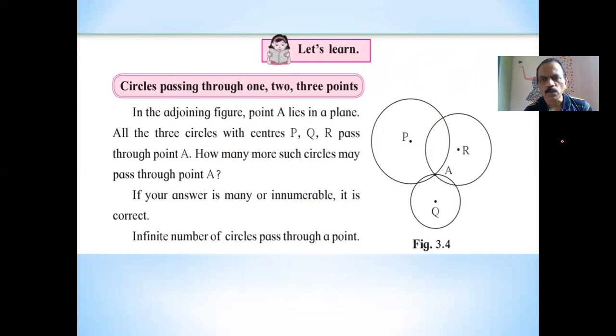That means here we take another point and we draw such circles which are passing through the point A. We can draw innumerable circles in this plane which are passing through the point A. Now infinite number of circles pass through a point. That means all the 3 circles with centers P, Q, R pass through the point A. Then we get how many more such circles may be passing through the point A.